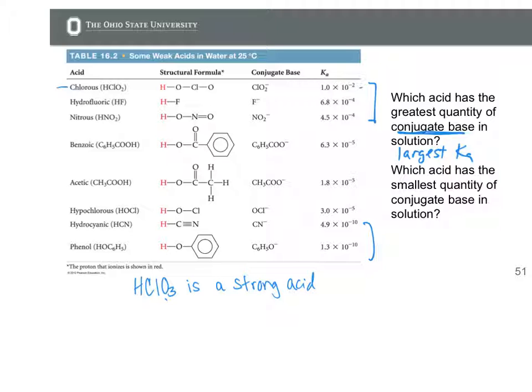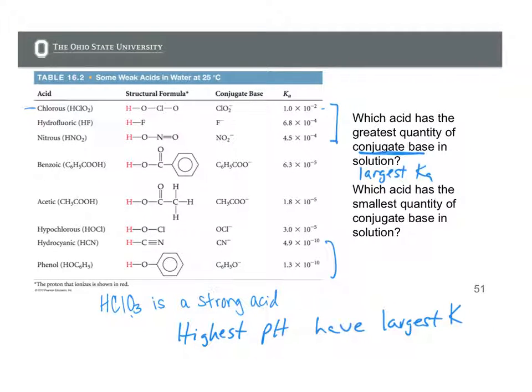The other thing to note here is that the acids with the highest pH have the highest Ka, largest Ka. And you could assume that because we know that the concentration of conjugate base is going to be larger in those acids with a larger Ka, and therefore the concentration of H3O plus will also be larger.